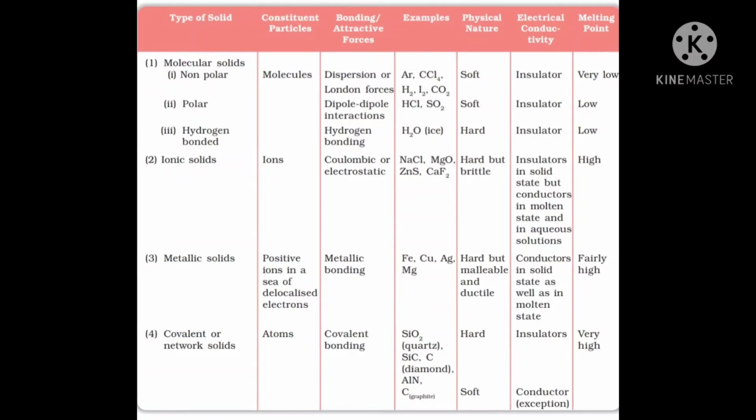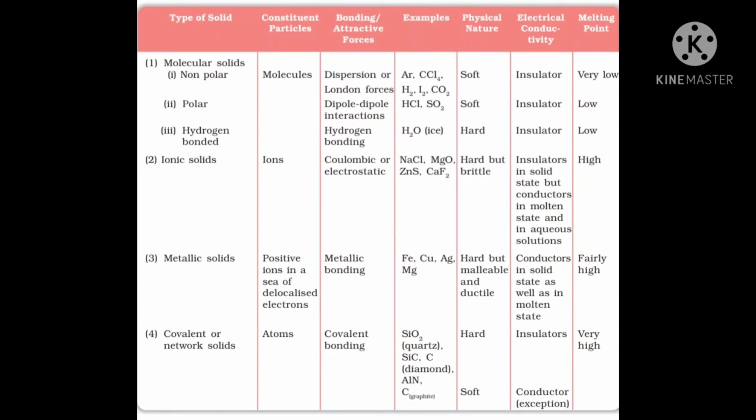Next is metallic solids. The constituent particles present in it are positive ions in a sea of delocalized electrons, and the attractive force is metallic bonding. Examples for metallic solids are iron, copper, silver, and magnesium. They are hard but malleable and ductile. They are conductors in solid state as well as in molten state. Their melting point is fairly high.